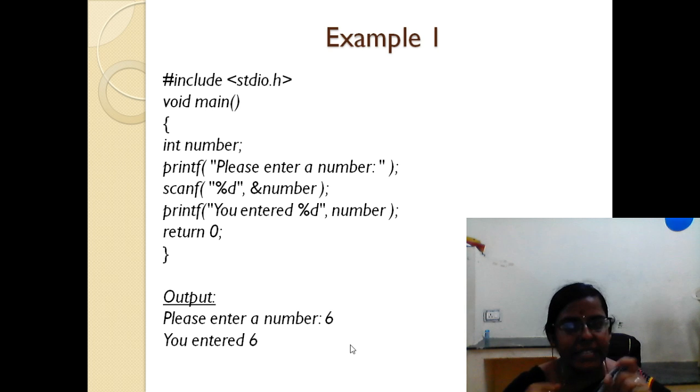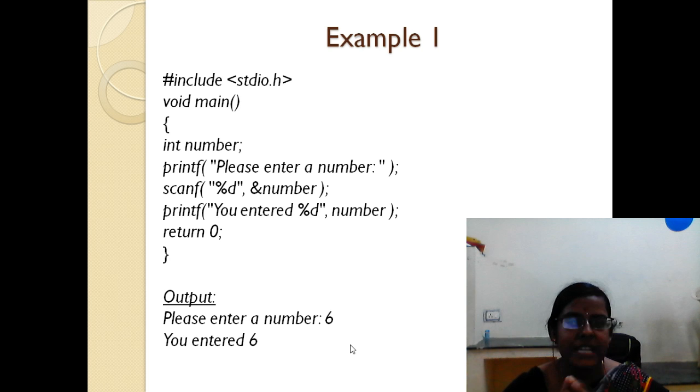Again, you entered percentage d. What is percentage d? That is the format specifier in the C program. I told that we have more data types like integer, character, float. So percentage d is to define int, that is integer. So to define that we use percentage d and we give number. Again, we will return nothing in this program. So return 0. If you don't give that line also, it will be executed.